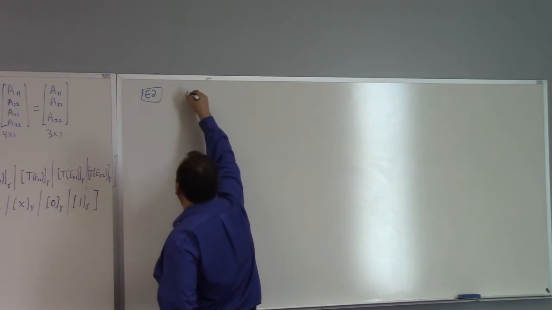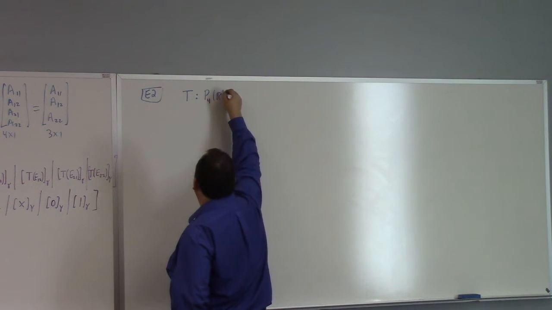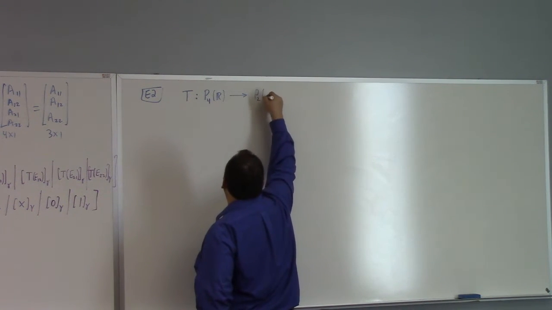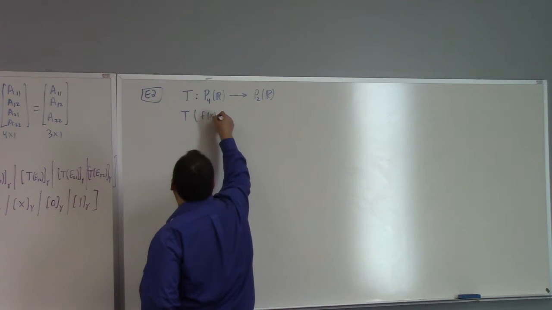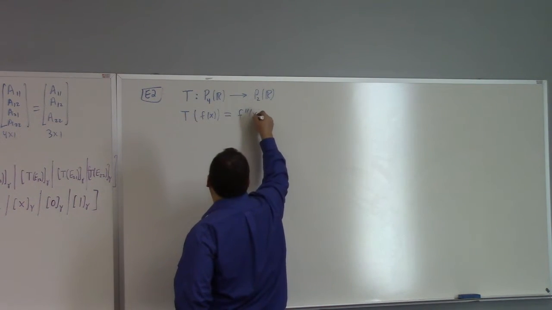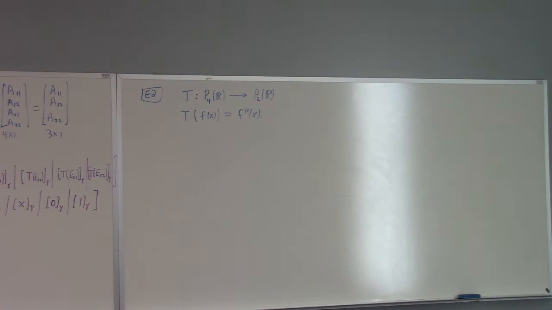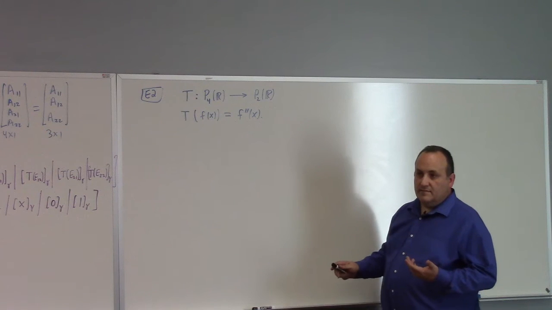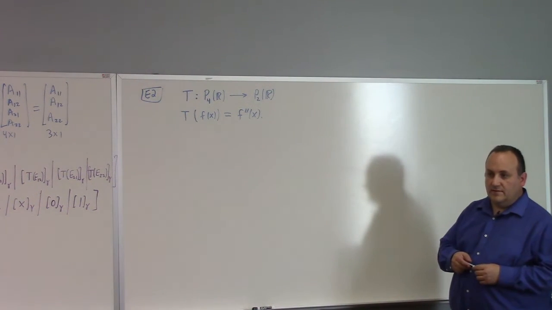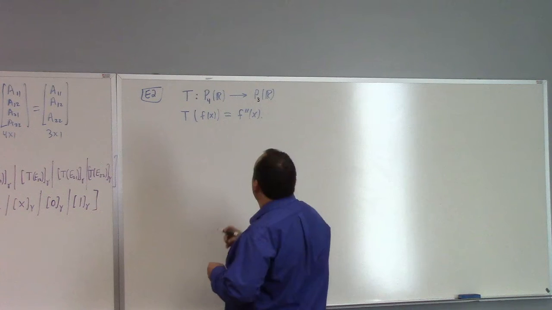Let's look at T as a mapping from P4 over R to P2 over R, where we define T f of x equals f prime prime of x. You guys know what I mean? Does it make sense? The second derivative of a quartic, is it necessarily at most quadratic? Agree? Disagree? Let me up the game here. Let me make this a 3, just to make it a little bit more interesting.